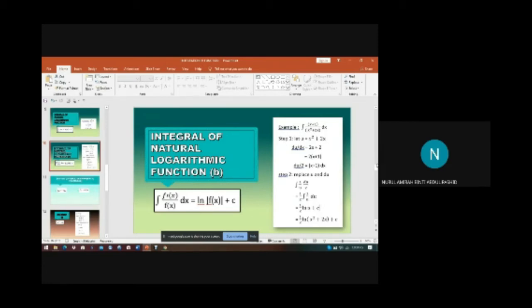I think that's all for the two types of integration that I explained to you. That is integrating the exponential function and integrating the natural log function. So we will continue this class with the next presenter, and thank you. Thank you, class.